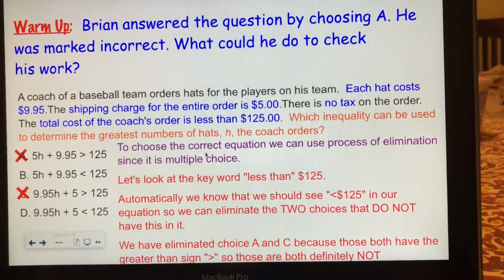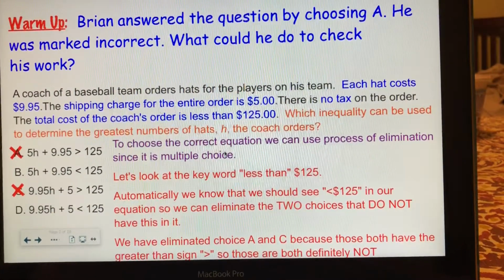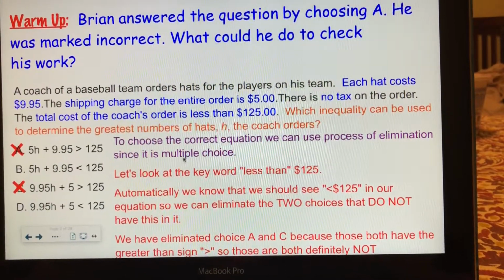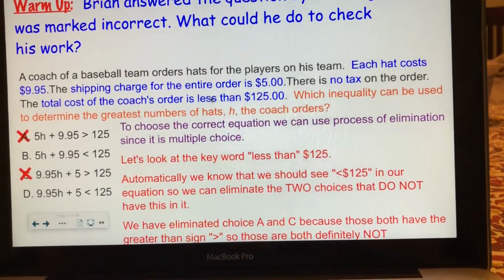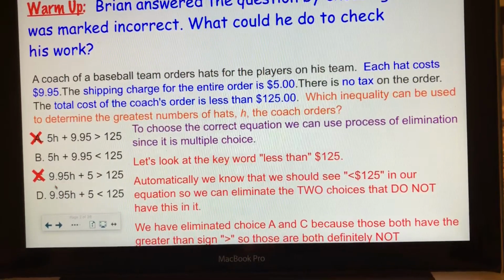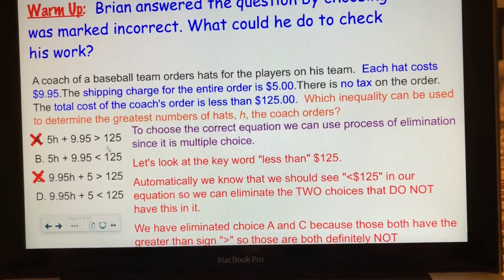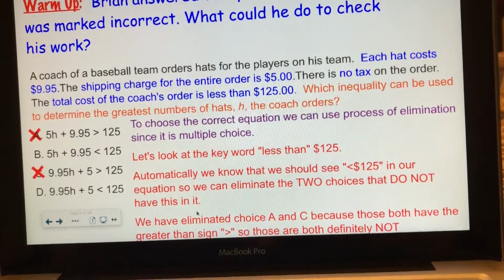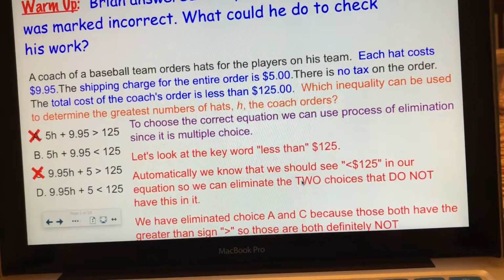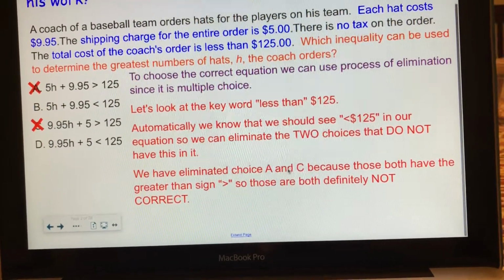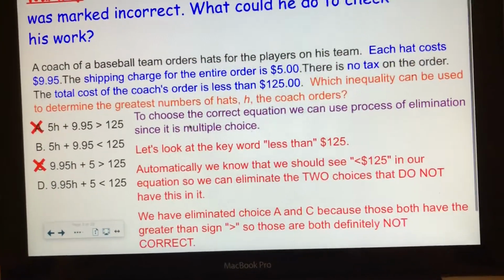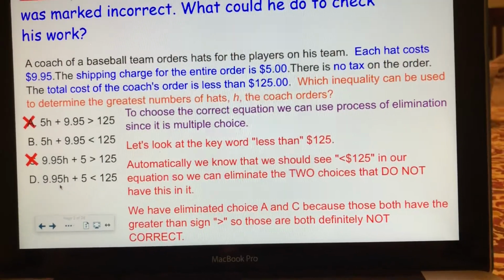So to choose the correct equation, we can use process of elimination since it is multiple choice. So let's look at the key words. We have less than. So right away we can eliminate A and C because those are greater than. So that's done. And then we have eliminated, so now we have to choose between B and D.